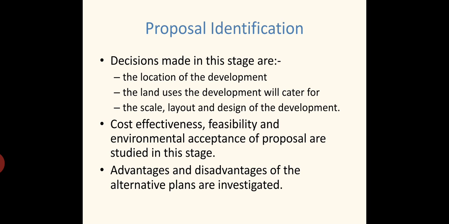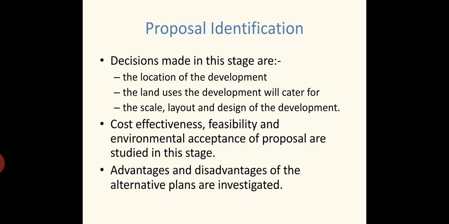Along with these 3 points, cost effectiveness, feasibility and environmental acceptance of the proposal are studied in this stage. So initially, proposal identification means mainly the authority is concentrating on how cost effective it will be, and by introducing such a project or product in a particular area, how it will adversely affect the environment and common people in that area. So during the proposal identification we are concentrating on these areas, that is cost effectiveness, feasibility and environmental acceptance of the proposal.